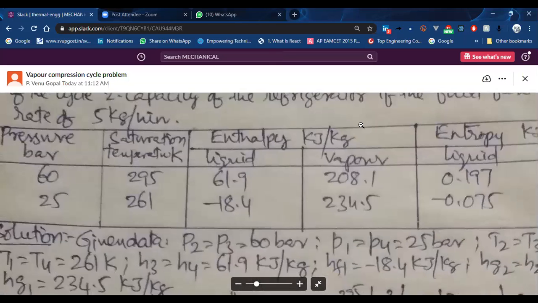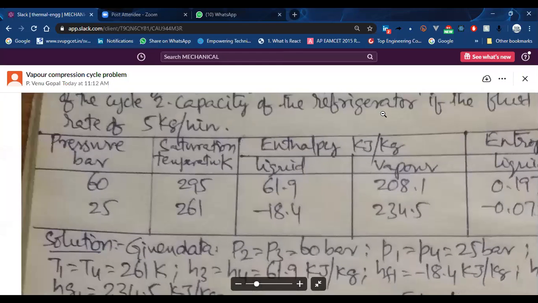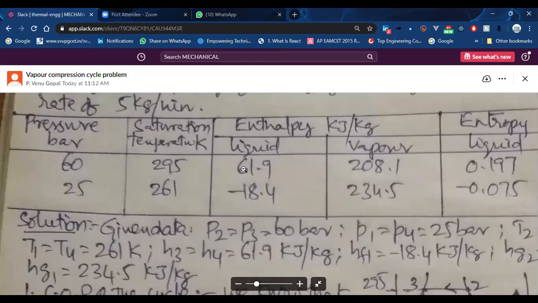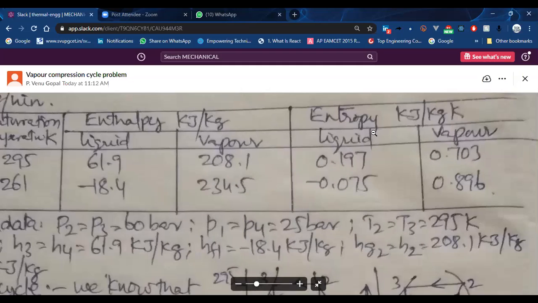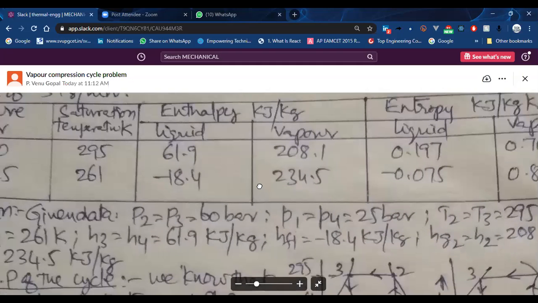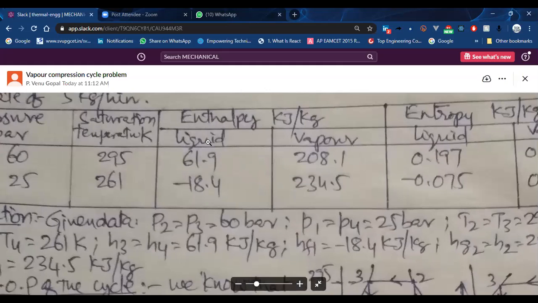Right. So first, look at the table he has given. The table gives the pressure, 60, the temperature, 295, and the liquid enthalpy. The next two columns are the enthalpies, and then he has given the entropy. Why are there two things here? Liquid enthalpy and vapor enthalpy are given as two separate things, right? So what is liquid enthalpy?